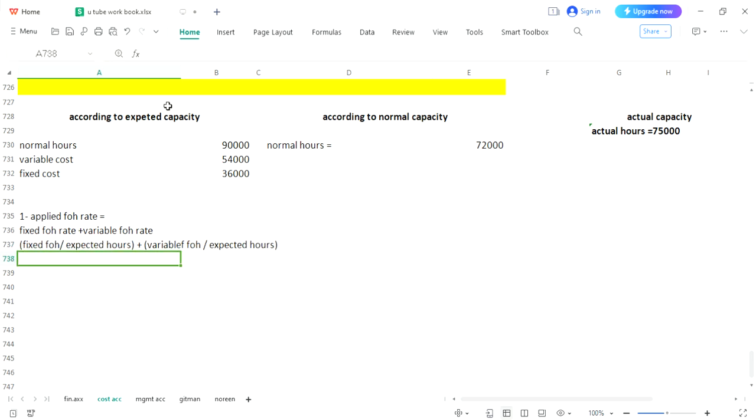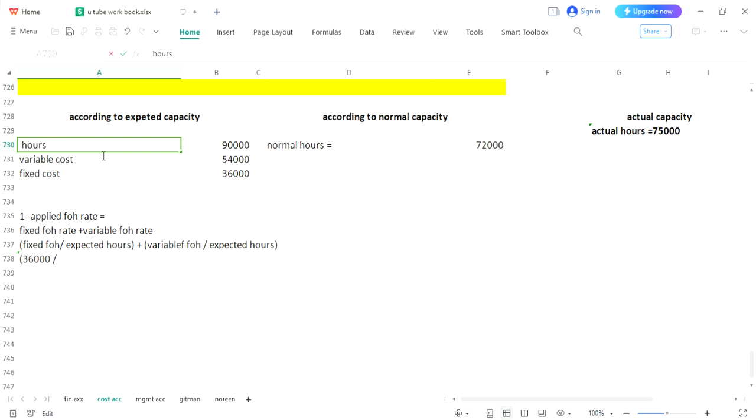Now it's time to put them on. Now look, it's so easy. Everything is mentioned over here. Instead of going up and down, we can see the amounts and directly put them over here. So fixed cost is 36,000. Bracket is important, 36,000, and it would be divided by expected hours. No, these are not normal hours, these are expected hours.